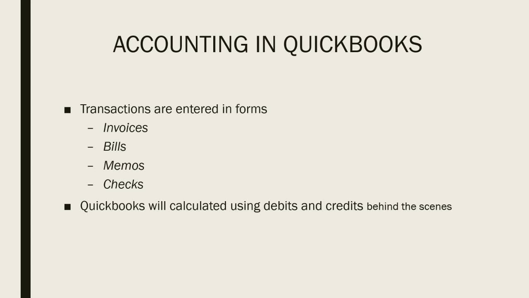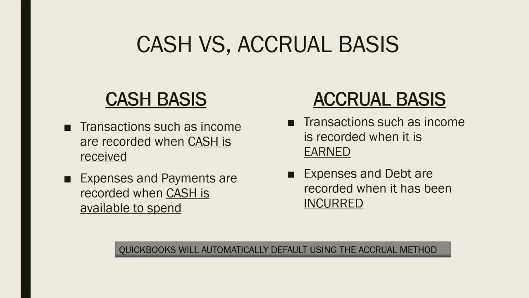Okay? And then we talked about the difference between the cash and the accrual basis. So cash basis is pretty straightforward. Cash basis is when everything is going to be revolving around cash. So you only recognize your revenues when cash is received. You only recognize your expenses when cash is used or spent for that expense.